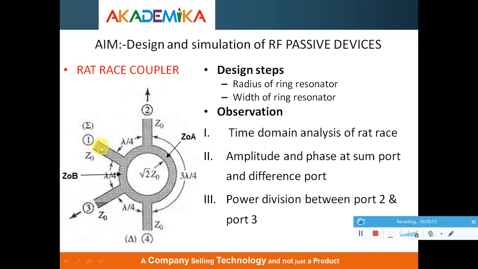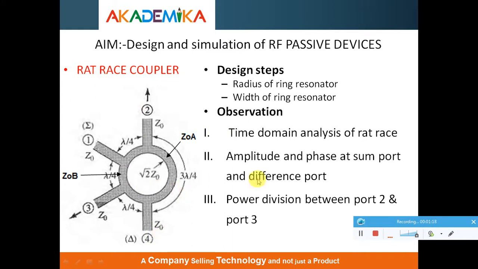So if you excite port number 1, then you are getting exactly half of the power, equal amplitude, at port number 2 and port number 3, and at the same time you are getting very low power, and this port is very isolated from port number 1. So you are getting half of the power at port number 2 and port number 3. At the same time, port number 4 is not given any energy.